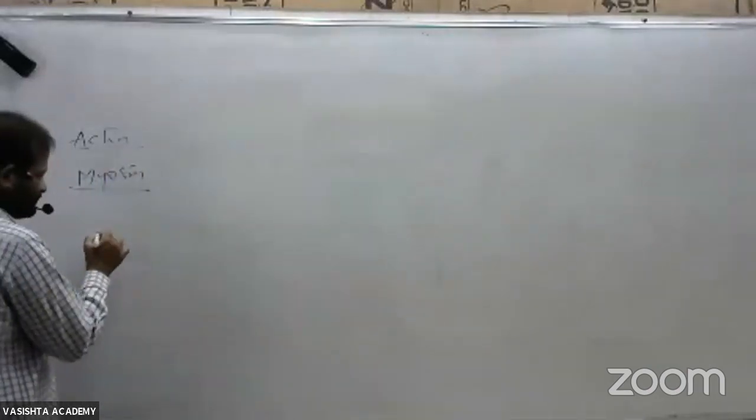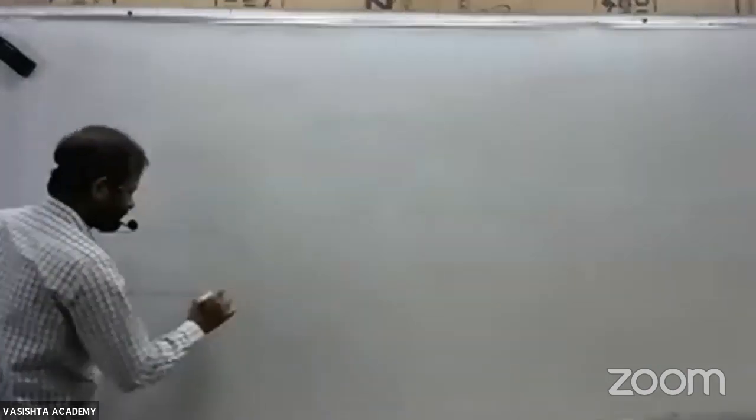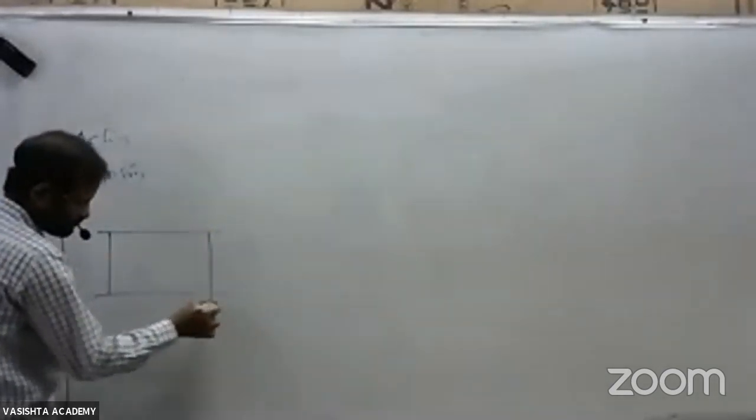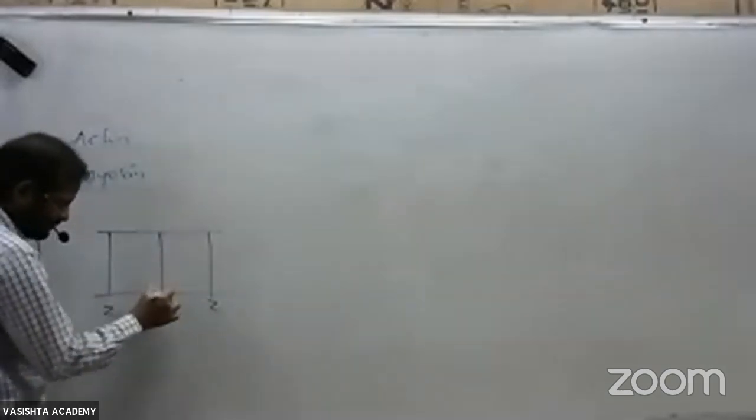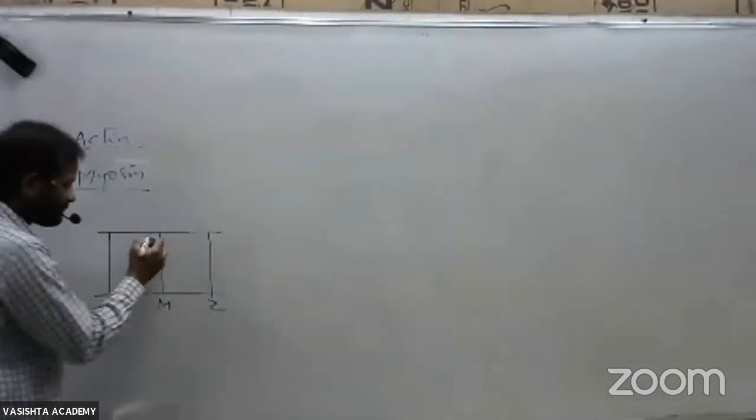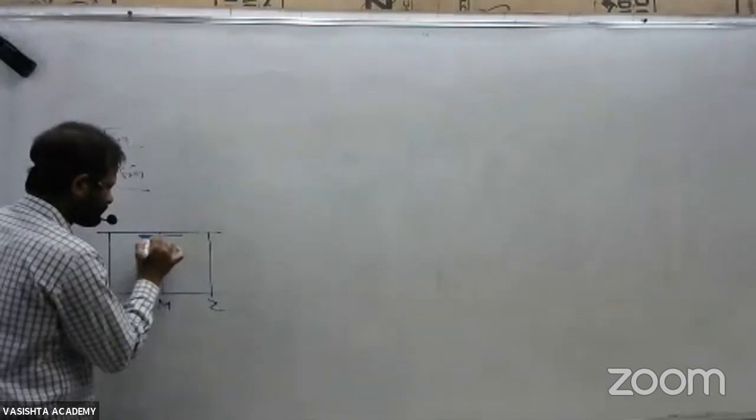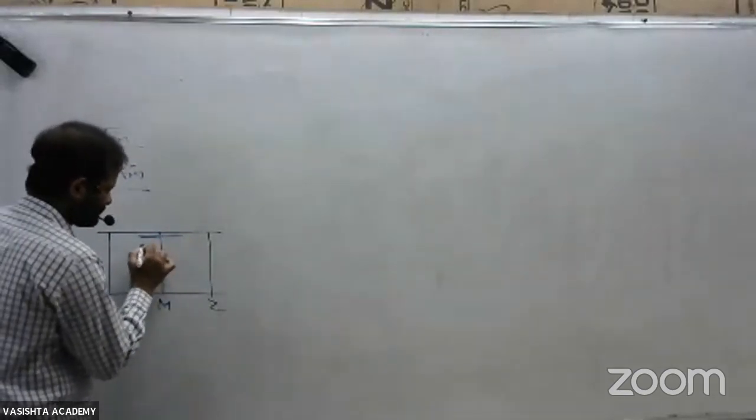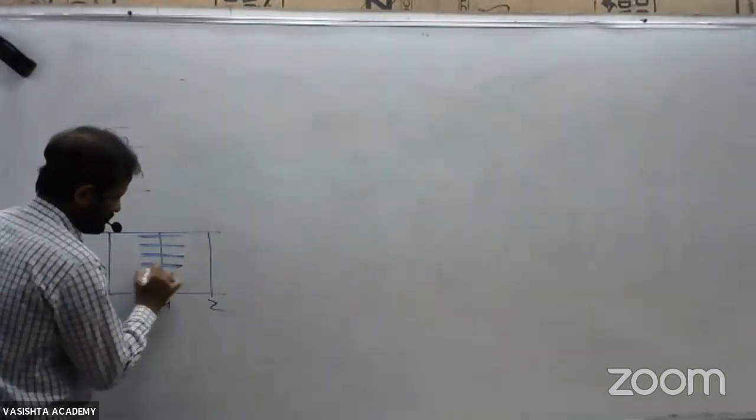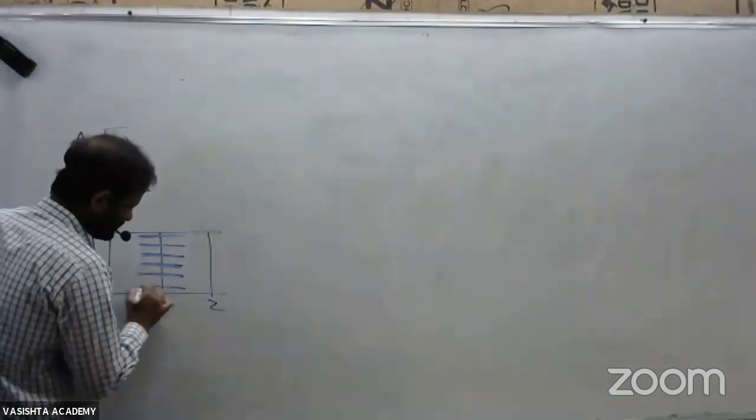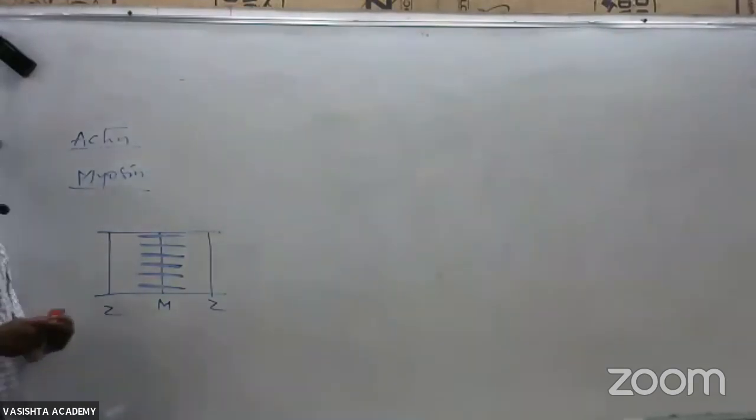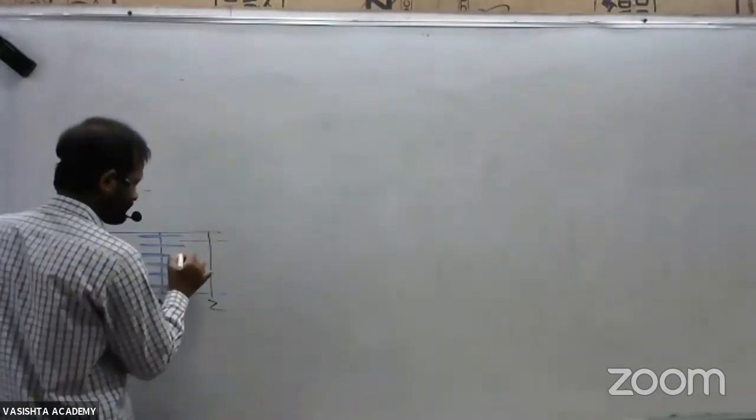Yesterday I explained the structure of myofibril. Two Z lines, one M line. M line is present at the middle of thick filaments. These filaments are very thick. And Z line is present in the middle of thin filaments. The thin filaments are present like this.